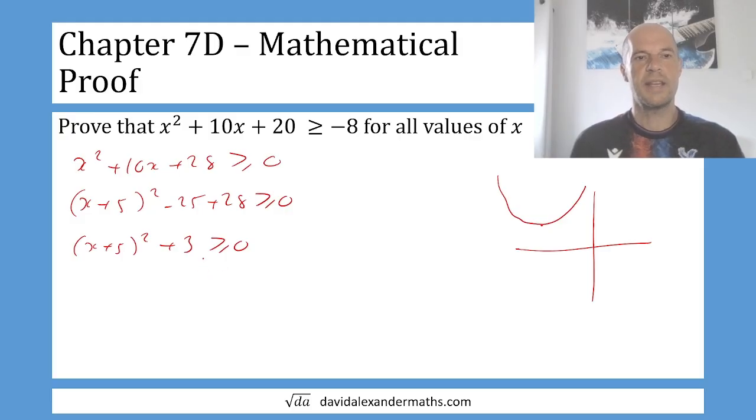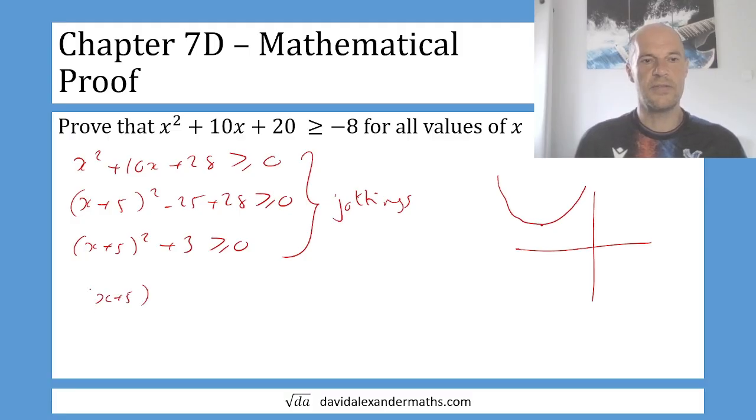However, we do need to be careful, because just because we finished with what appears to be a true statement doesn't necessarily mean that we started with a true statement. So what we need to do is call this our jottings, and let's work this backwards. Now, we cannot dispute that (x + 5)² + 3 is always greater than 0. That cannot be disputed. It does seem a bit pointless, we're just doing exactly the same thing but backwards.